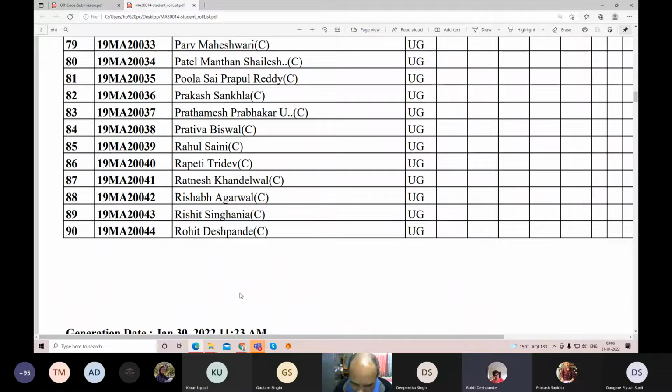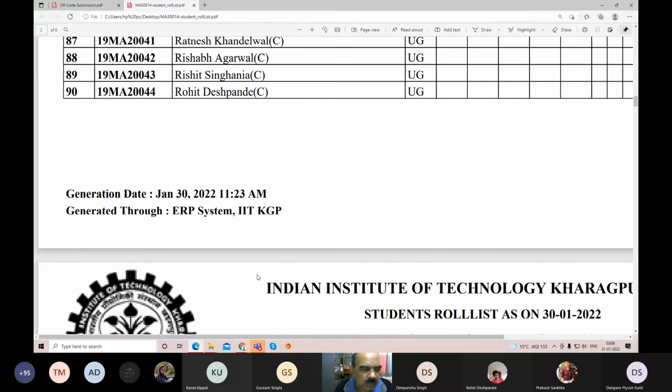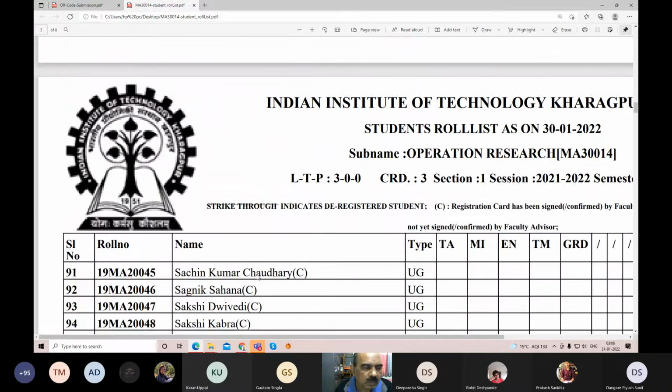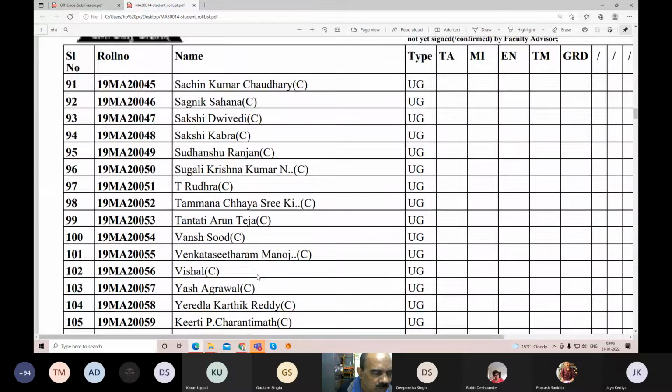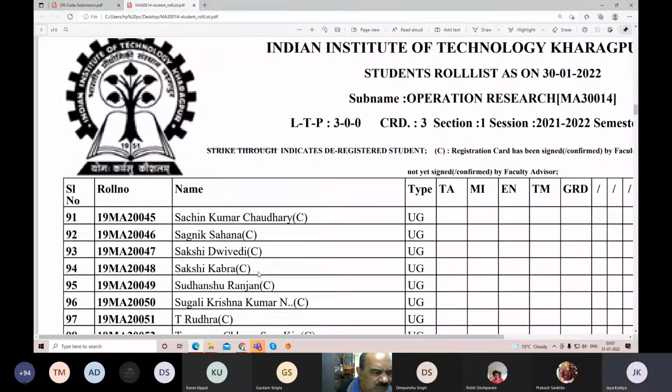Okay. So 90 is there. 90, Rohit Deshpande. I have made the group leader, so you are present. Okay. Sir, 67 is also there. I wrote in chat. Your roll number is? Your roll is? 67.